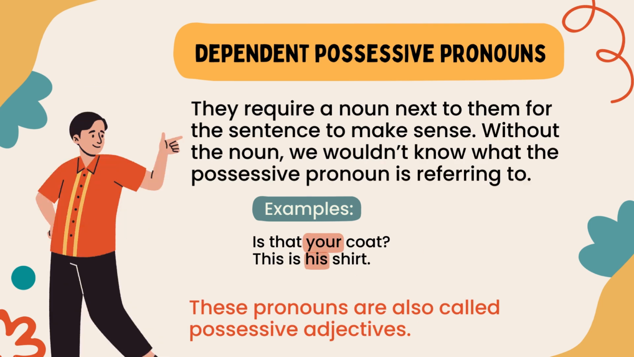Dependent possessive pronouns. They require a noun next to them for the sentence to make sense. Without the noun, we wouldn't know what the possessive pronoun is referring to. For example, is that your coat? This is his shirt. Your is followed by the noun coat, and his is followed by the noun shirt. So without these nouns, the sentence doesn't make sense, and these pronouns are also called possessive adjectives.